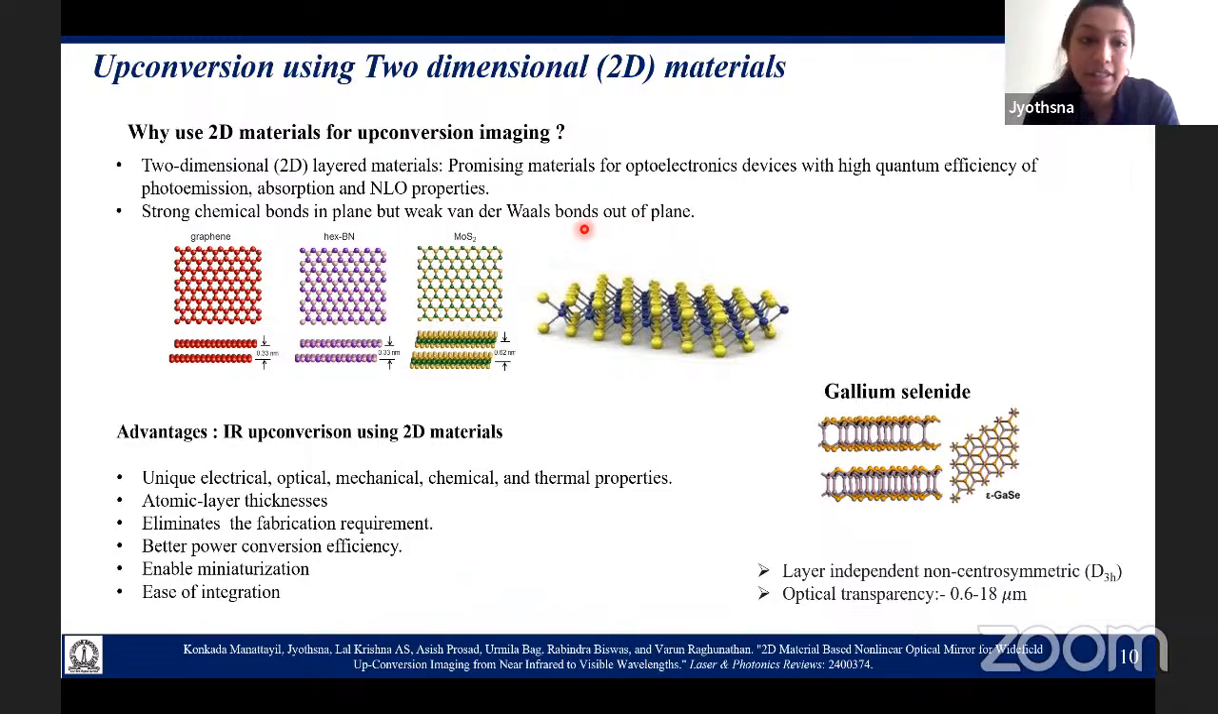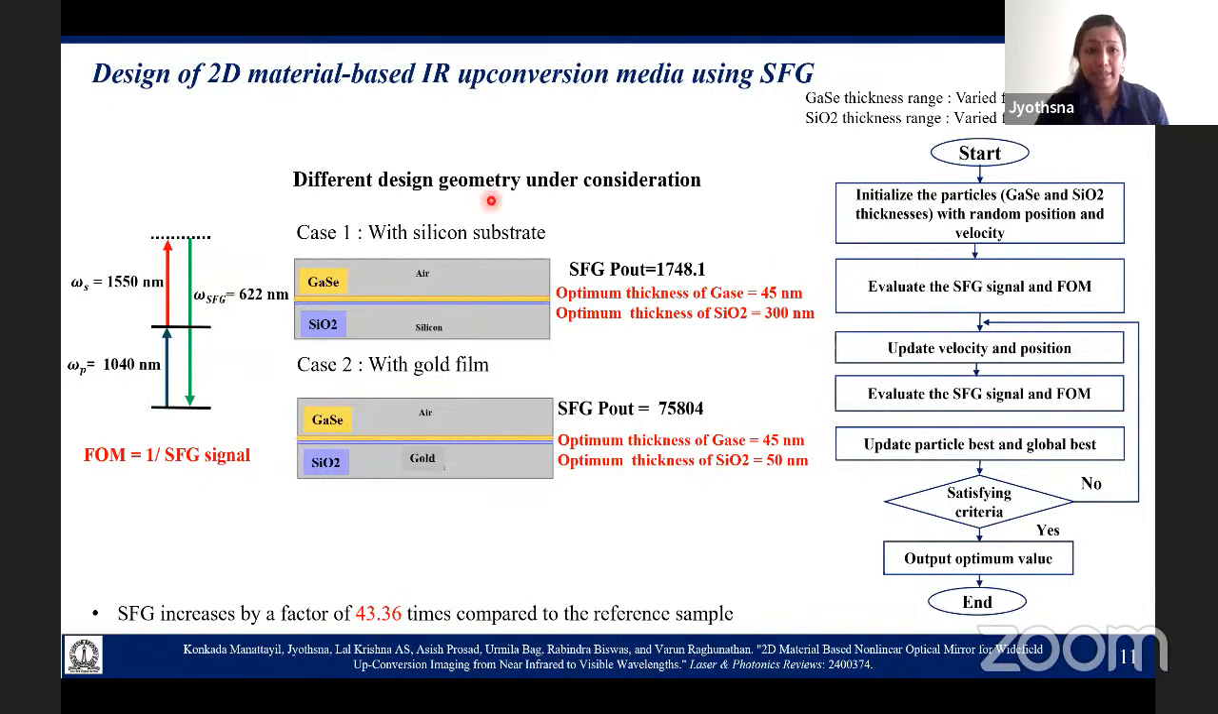So in this work, there are a lot of existing 2D materials being studied like graphene, hBN, MoS2, etc. In this work, we make use of gallium selenide. So why gallium selenide? Because it has good optical transparency in the wavelength range we are interested in, like 0.6 to 18 micron. And it has a layer independent non-centrosymmetry, so it has a strong second order response, which can be used for upconversion. In this particular work, we are demonstrating an upconversion of 1550 nanometer to near IR 622 nanometer using a pump beam of 1040 nanometer.